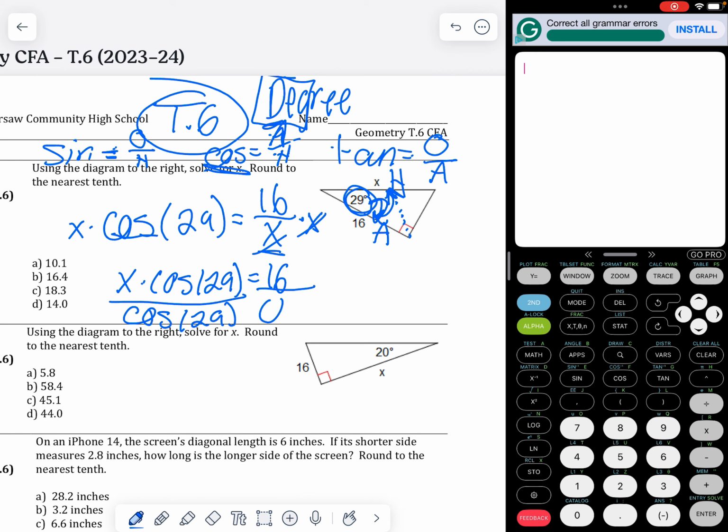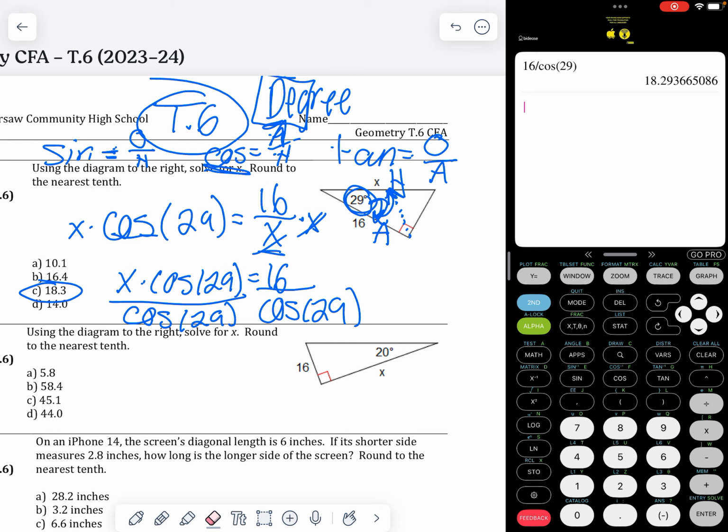Okay, those are the multiple steps, right? Obviously, you can put that in your calculator. 16 divided by cosine of 29 should give us 18.3, which is C. Awesome. That's the long way of doing it. Nothing wrong with doing that long way. It'll get us the exact same answer.